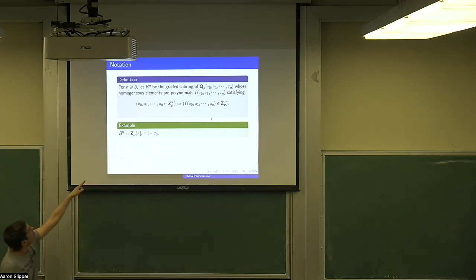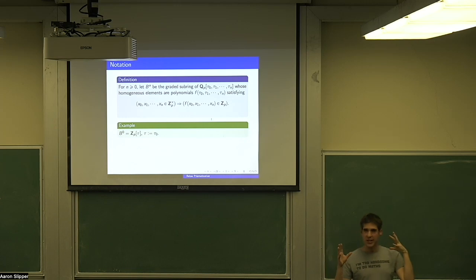But if you've just got one variable, in that case, I'm not going to write the index. I'll just write it as Z_p adjoin tau. And then a homogeneous polynomial is just a constant multiple of tau to the n. And the only way that can take p-adic units to p-adic integers is if the constant in front is a p-adic integer itself.